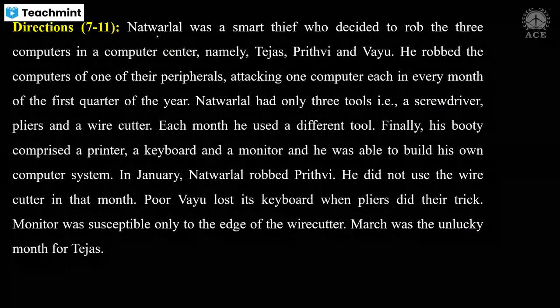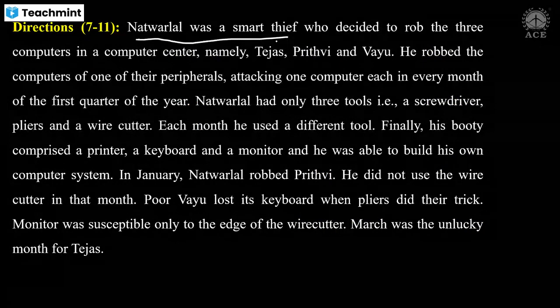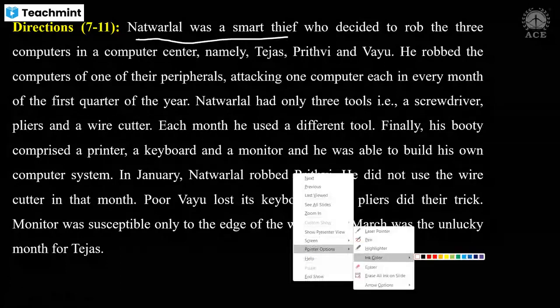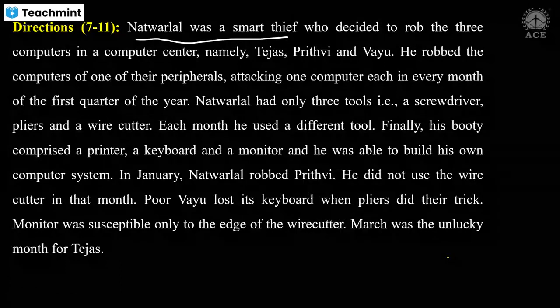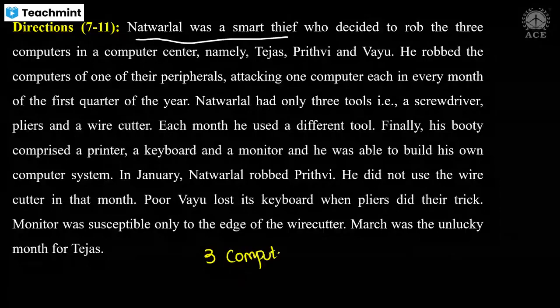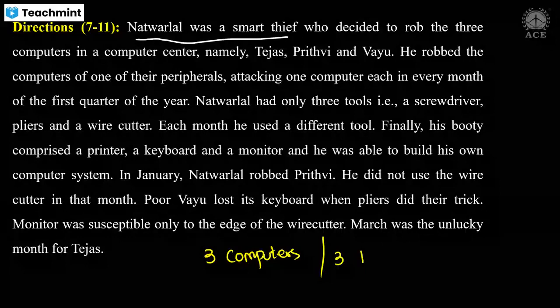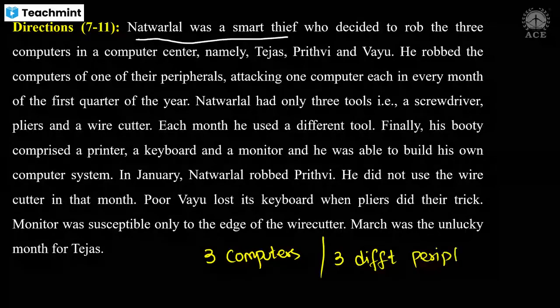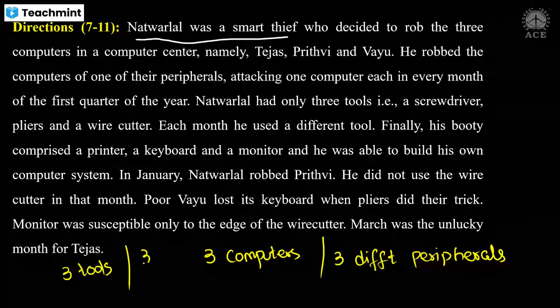Natwarlal was a smart thief. Why is he a smart thief? From 3 computers, he took 3 peripherals using 3 different tools in 3 different months. See, 3 computers, 3 different peripherals taken, one peripheral from each one, and he used 3 different tools to do that. That was done in 3 different months.